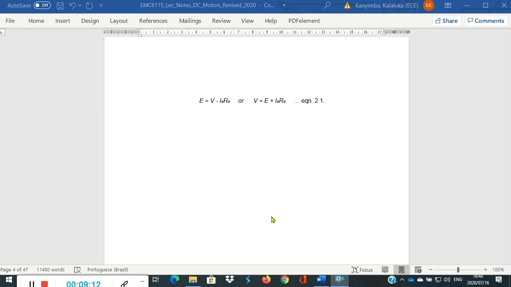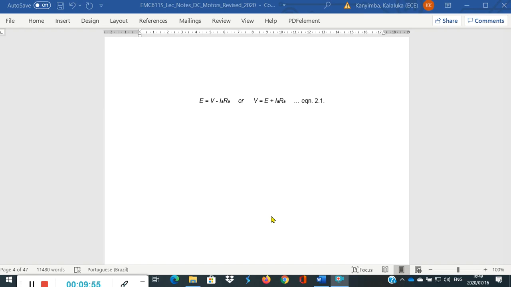Thus, whilst the machine is being driven as a motor, part of it is still working as a generator, that is, inducing an EMF. The underlying principle is Faraday's law of electromagnetic induction. This is what we can see in equation 2.1. There is a generated voltage and there is a supplied voltage. The supplied voltage is V, the generated voltage is E, and that's the one we refer to as the counter EMF. It opposes V. It is also known as the back EMF, as I've mentioned already.